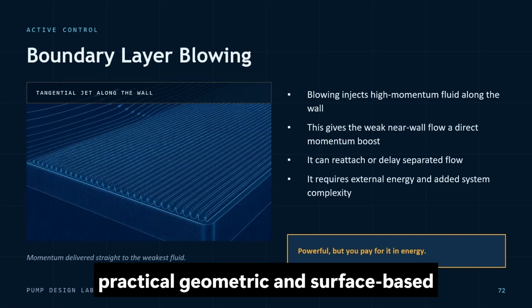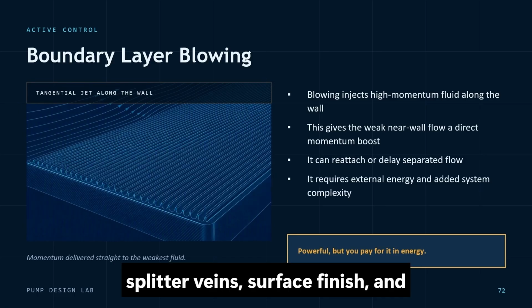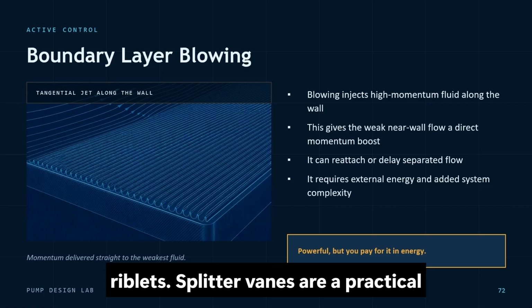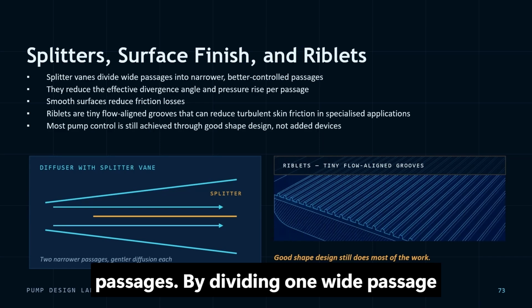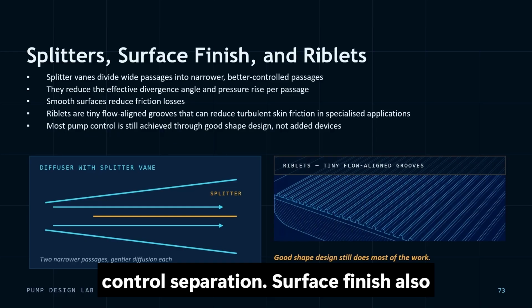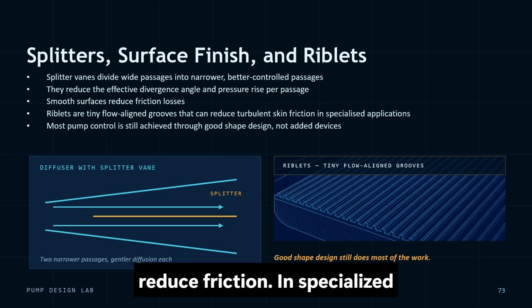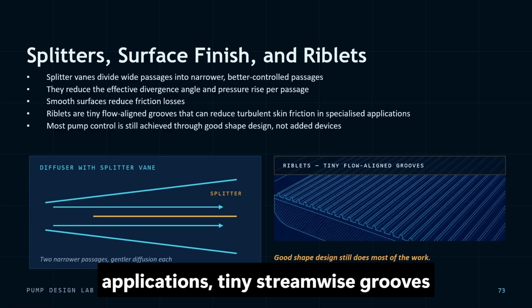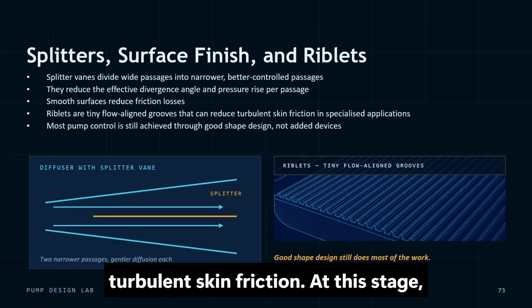There are also practical geometric and surface-based tools that influence near-wall flow. Splitter vanes, surface finish, and riblets. Splitter vanes are a practical geometric method for wide diffuser passages. By dividing one wide passage into narrower passages, they reduce the effective diffusion demand and help control separation. Surface finish also matters. Smoother surfaces generally reduce friction. In specialized applications, tiny streamwise grooves called riblets can modify near-wall turbulent structures and slightly reduce turbulent skin friction.